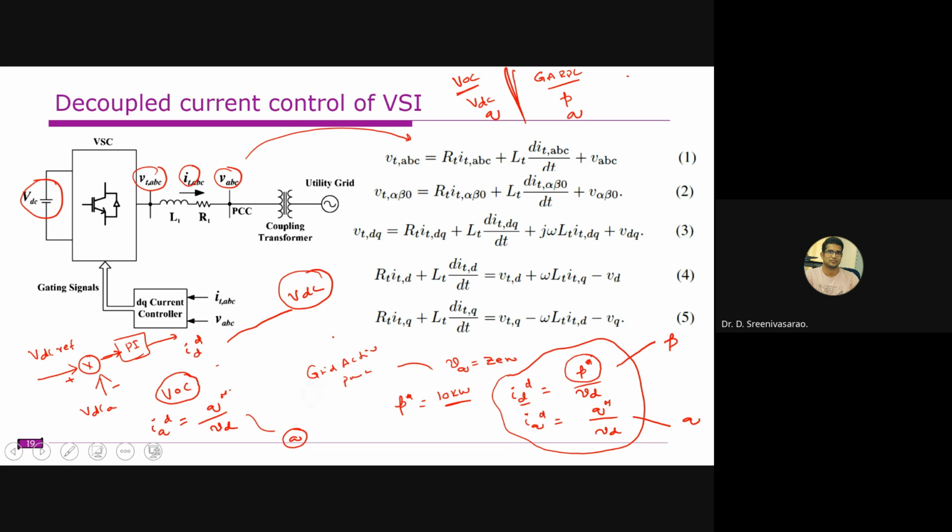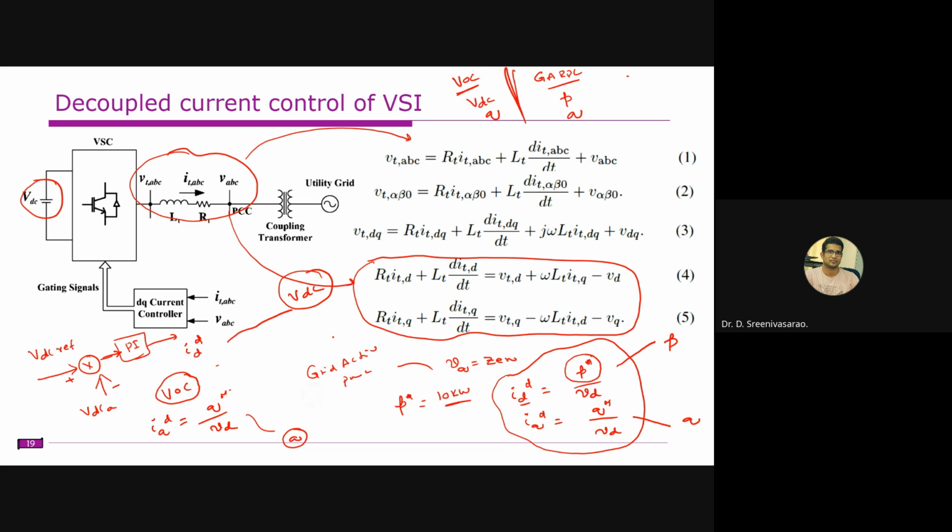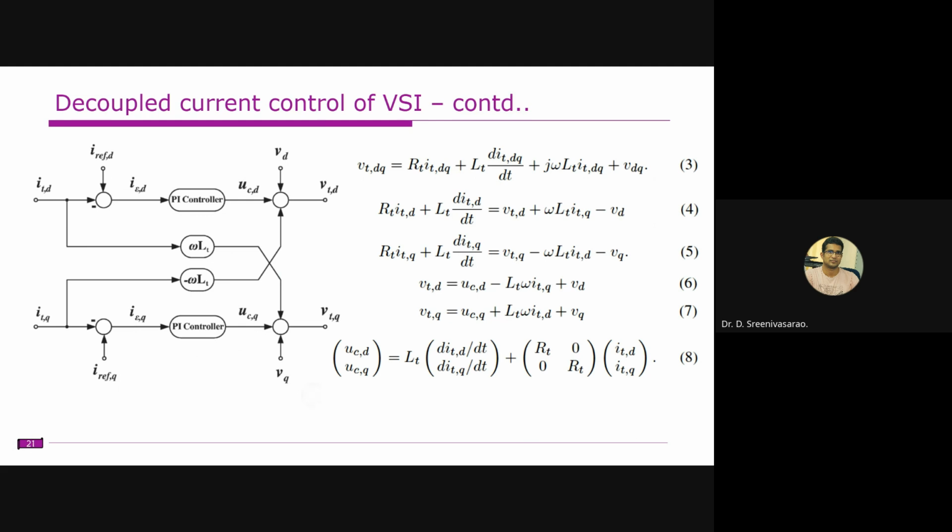Now based on these equations, first we'll convert into the ABC reference frame, and from this ABC reference frame we'll convert into the DQ reference frame. So these are the individual equations of this, when you are applying KVL. You will get these individual equations in the DQ reference frame. So the next step is, as we discussed, these are the two individual equations that are obtained from the DQ reference frame.